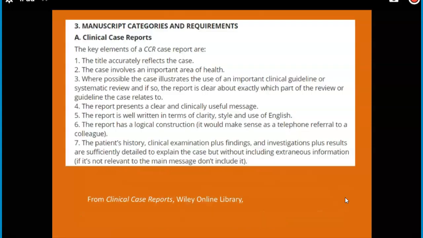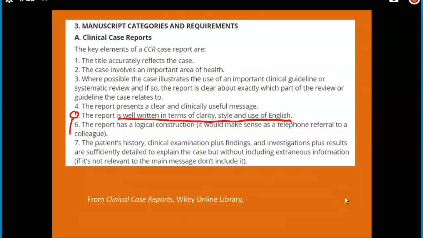So let me show you something from Wiley Online Library from the Clinical Case Reports journal, and it lists here all the manuscript categories and requirements. I just wanted to point out a few of those because I thought they were really interesting. I like number 5: the report is well written in terms of clarity, style, and use of English. That can mean a lot of things, but probably clear writing, clear English, shorter sentences are always good.